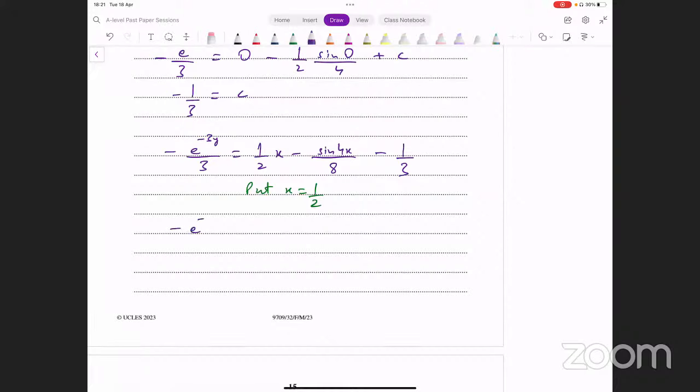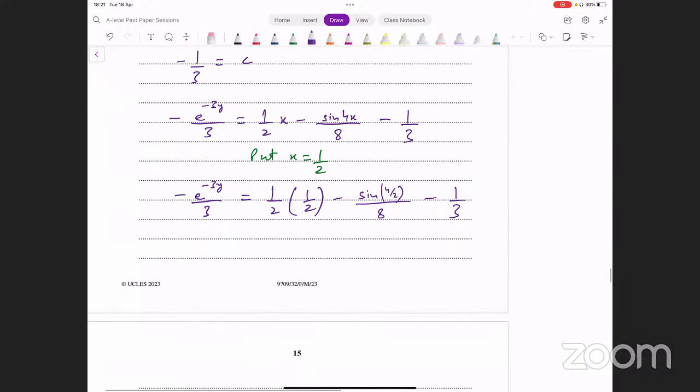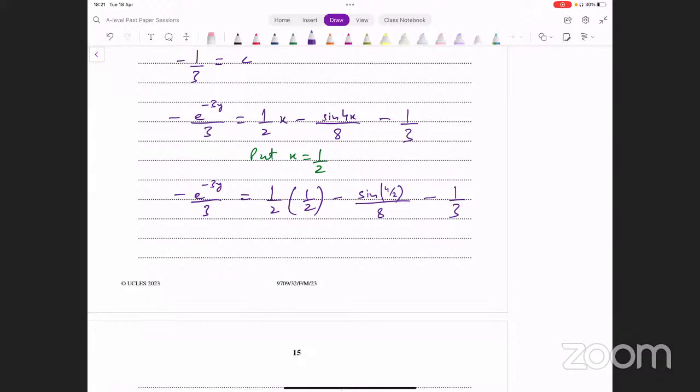अच्छा, minus e raised to power minus 3y over 3, that's what we have on the left side. On the right side, we get 1 over 2 into 1 over 2 minus sine of 4x. That means 4 into 1 over 2, वो क्या हो जाएगा? 4 over 2, right? So sine of 2 हो जाएगा essentially, divided by 8 minus 1 over 3. ठीक है. Now let's simplify this and see what we get from this.